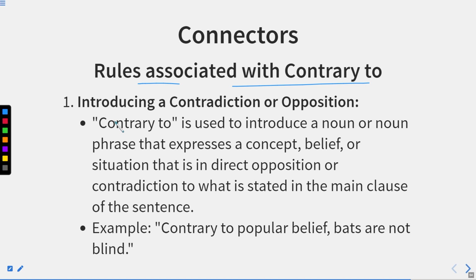Now, rules associated with contrary to. Introducing a contradiction or opposition. The primary rule of contrary to is to introduce that statement or clause that shows the contradiction. It introduces a noun or noun phrase that expresses a concept, belief, or situation that is in direct opposition to what is stated in the main clause of the sentence. For example, contrary to popular belief, bats are not blind. Now, it is popularly believed that bats are blind, but contrary to popular belief, that means this popular belief is not correct. In fact, opposite to it, the real fact is that bats are not blind.